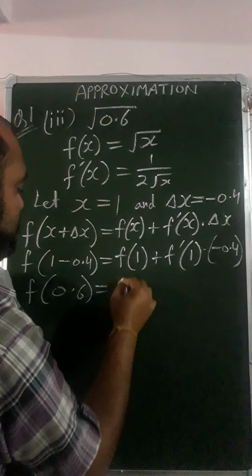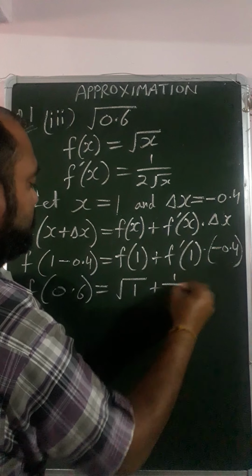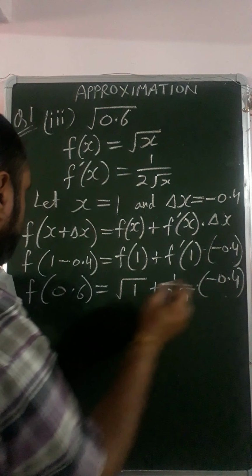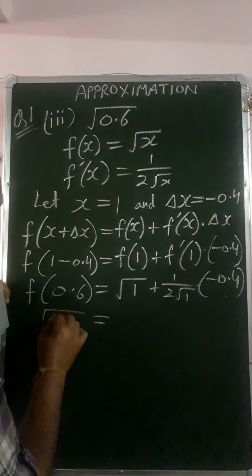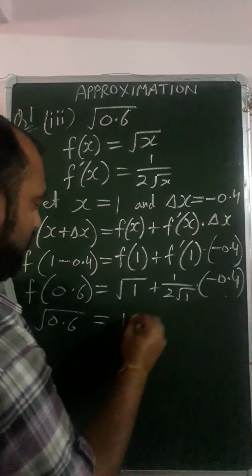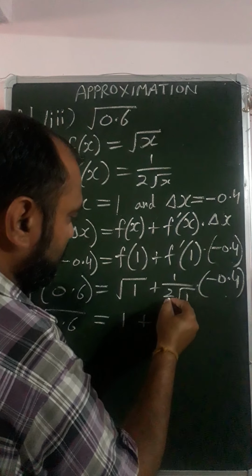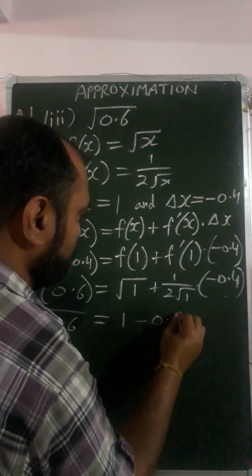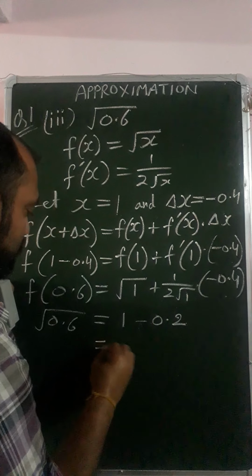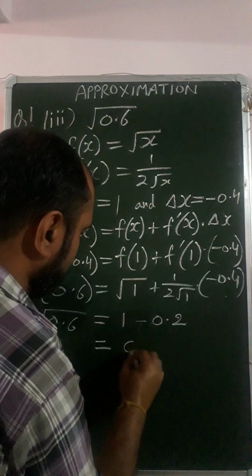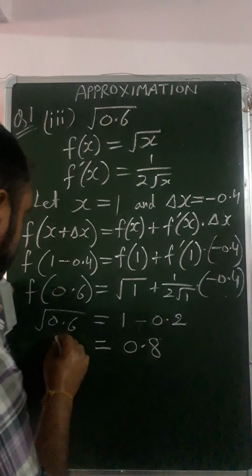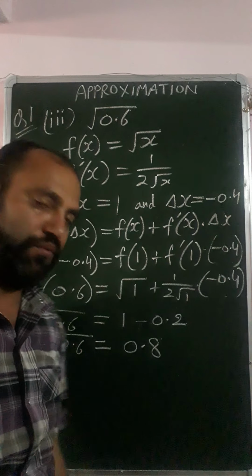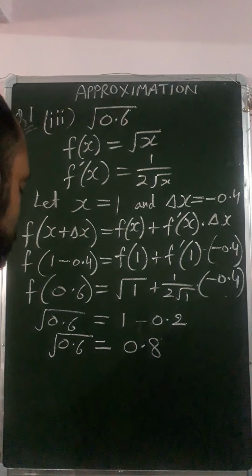This is f of 1, meaning root of 1, which is 1. This is 1 over 2 root 1, times minus 0.4. Now this is square root of 0.6. This is 1. This is 1 over 2, so this becomes minus 0.2. So when you subtract them, what will we get? 0.8 is the approximate value of square root 0.6.